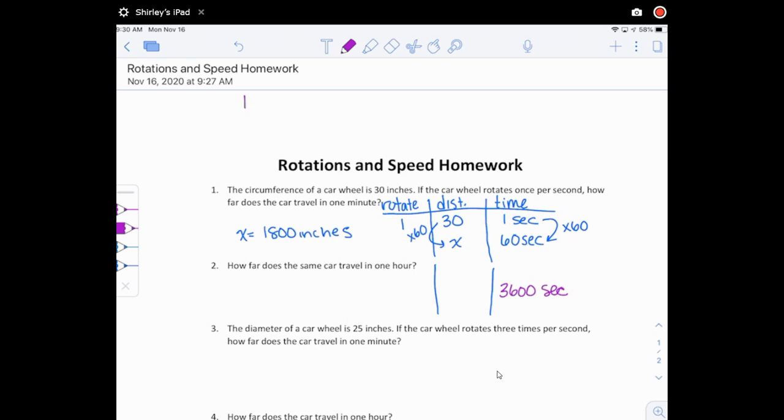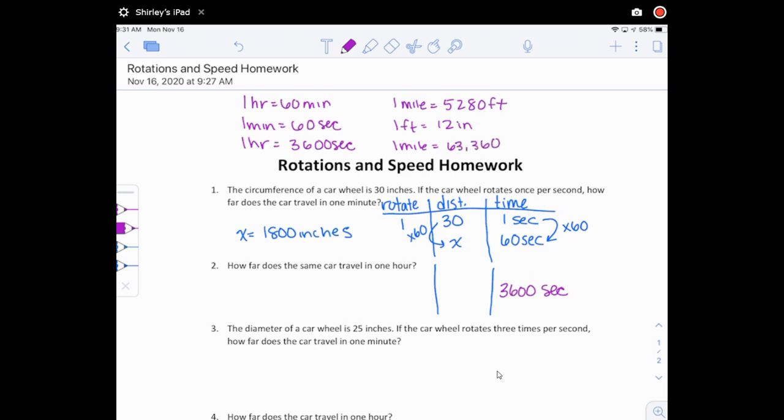So in class, we looked at 1 hour is equal to 60 minutes. 1 minute is equal to 60 seconds. And then 1 hour is also 3,600 seconds. We looked at distance conversions where 1 mile was equal to 5,280 feet. We looked at 1 foot equaling 12 inches. And then we looked at 1 mile equaling 63,360 inches.